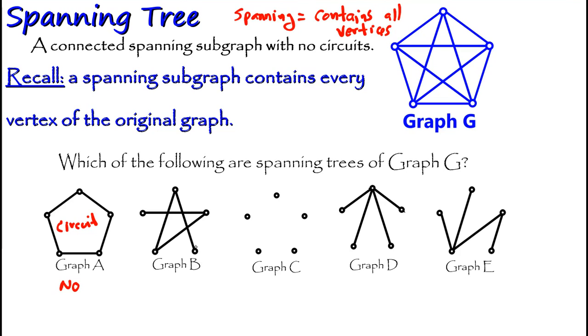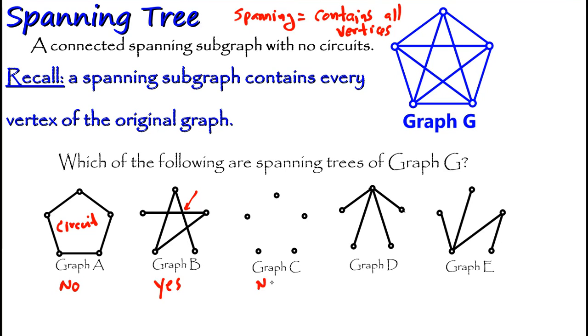B is because, don't misinterpret these overlaps as circuits. They are not circuits. We just have a bunch of edges here that are overlapping, but there's no points at those overlaps, so there's no circuit, and everything is connected. There's a path between any 2 points. So graph B is a spanning tree.